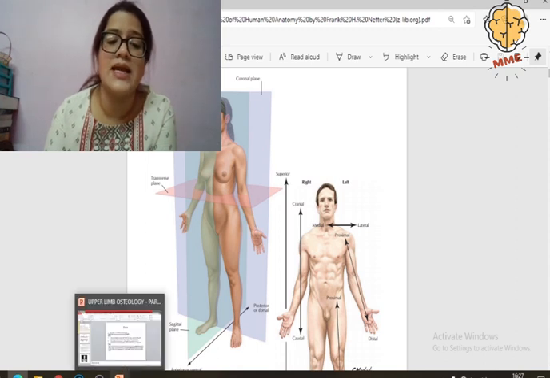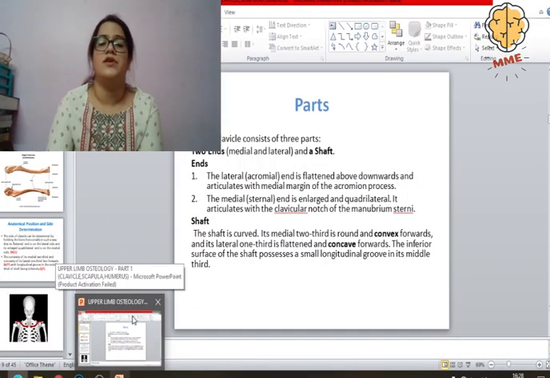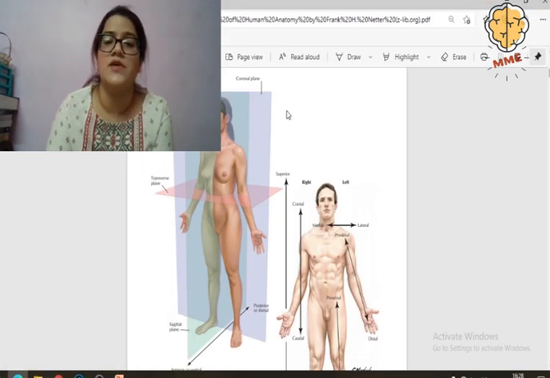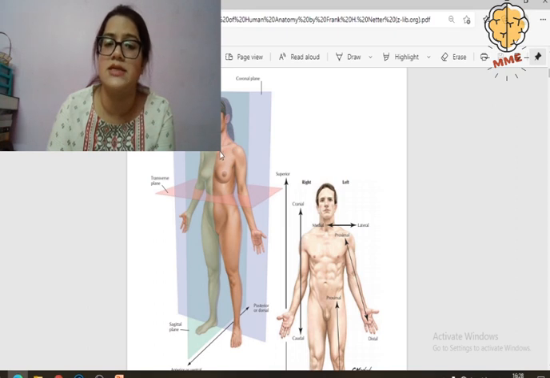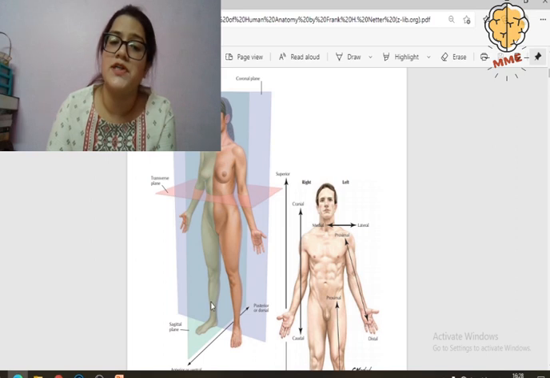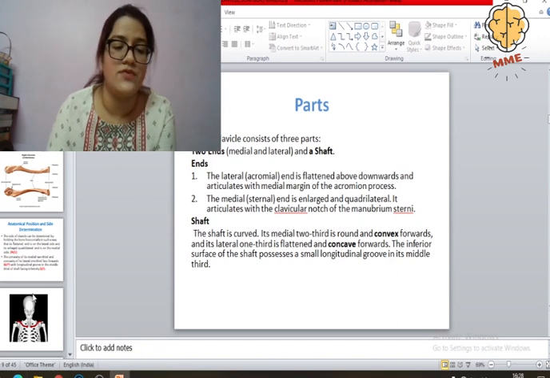So medial and lateral are actually relative terms, that means with respect to each other. This clavicle is placed over here. This end is closer to the sagittal plane, whereas this end is away with respect to this end. So with respect to the sternal end, the acromial end is away from the sagittal plane or the median plane, and that's why this is the lateral and this is the medial. Yes, so now let's proceed forward.